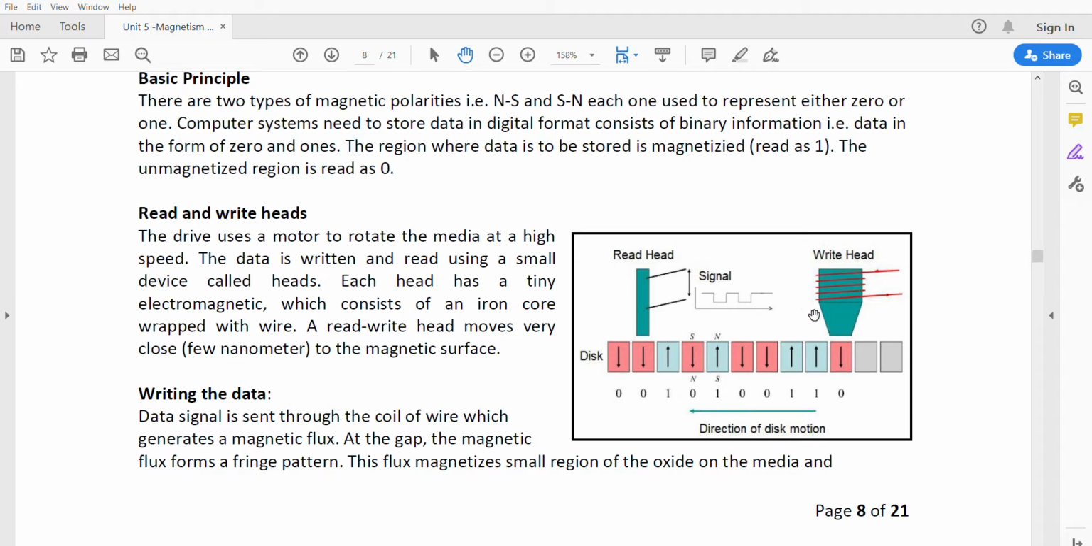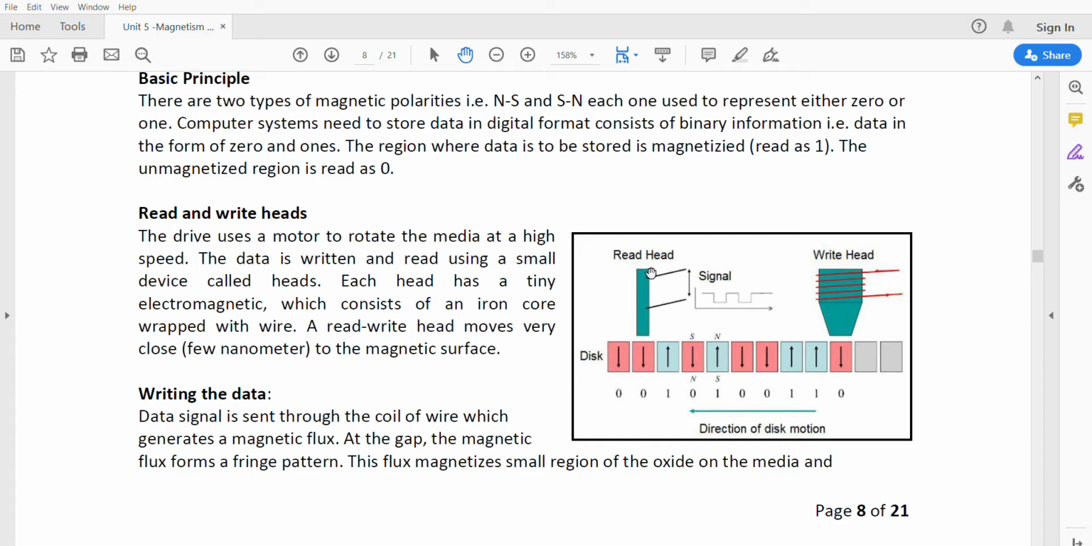Same as the digital data which is here, the write data is transferred onto the disk in the form of 0 and 1s, and after that, for writing, the data signal is sent through the coil of wire, which generates a magnetic flux at the gap.